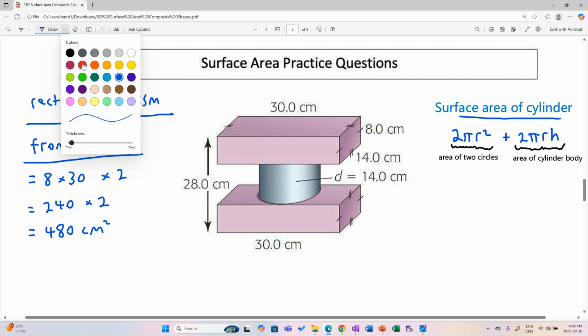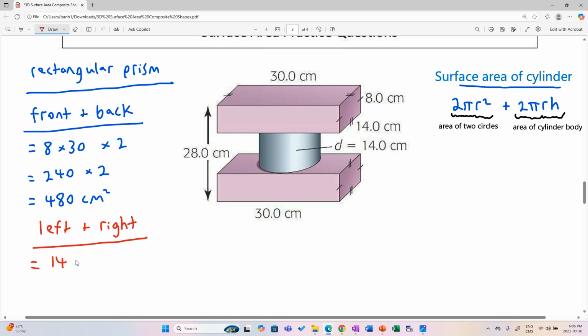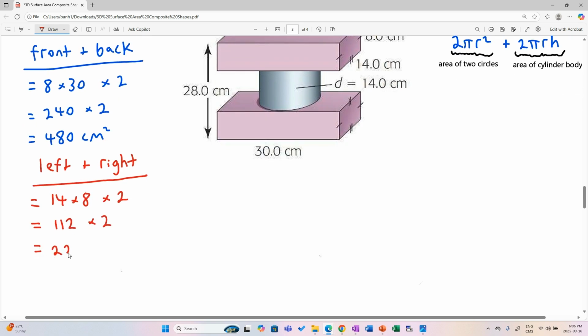Now I'm going to look for the area of the left and the right side. Okay, the right side is 14 times 8. And if I multiply that by 2, I get the left side as well. 14 times 8 is going to be 112. Multiplied by 2, we're going to get 224.